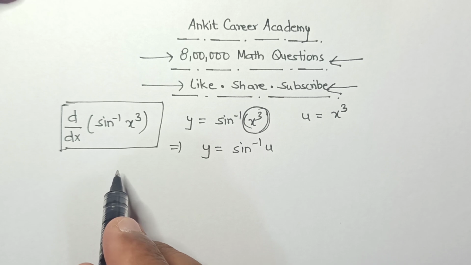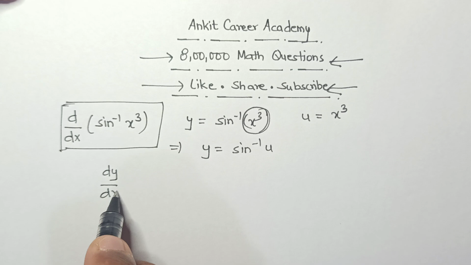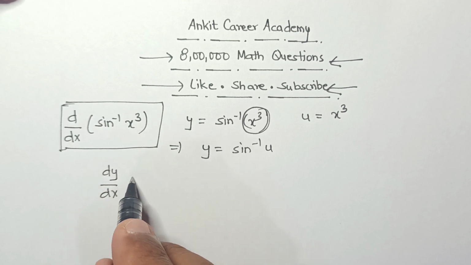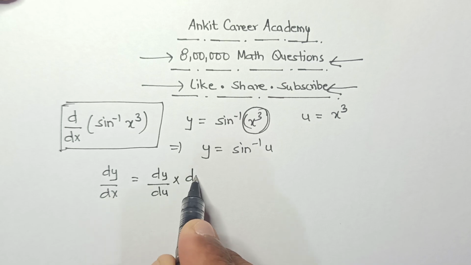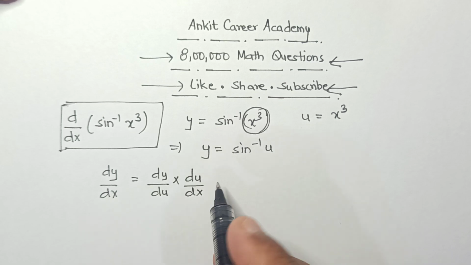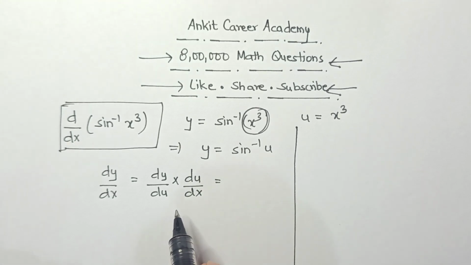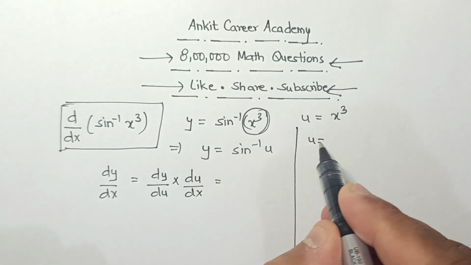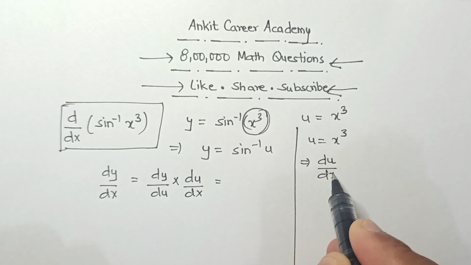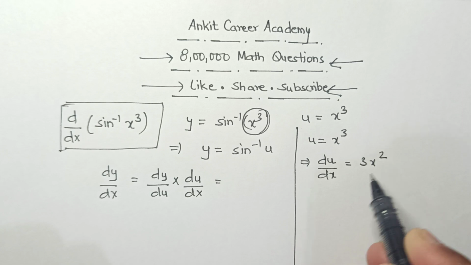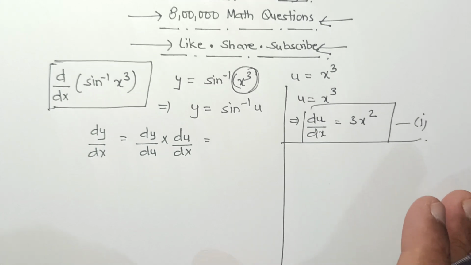The concept that we are going to use is that if we want to calculate the value of dy by dx, then this can be written as dy by du multiplied by du by dx. So we need to calculate both these terms and substitute them here. Now the value of u is equal to x cube. This means that the value of du by dx would be equal to 3x square. Let us say this is equation number 1.